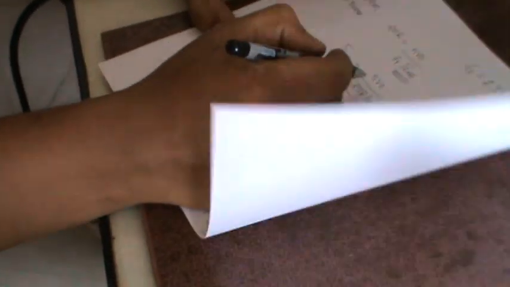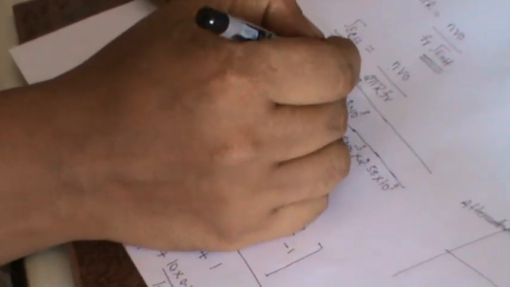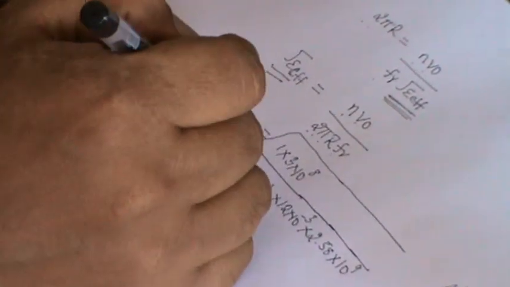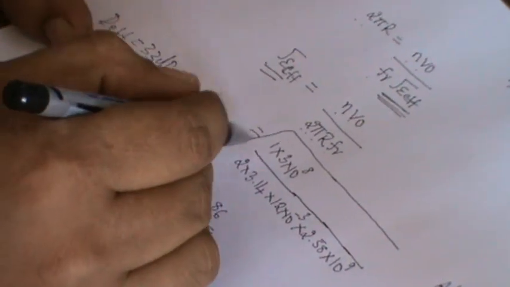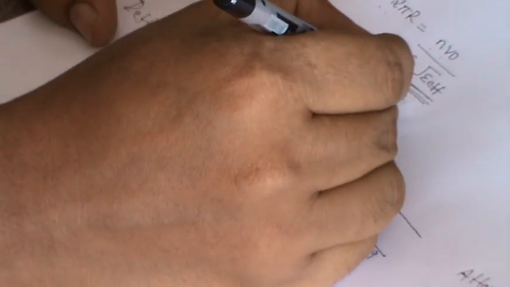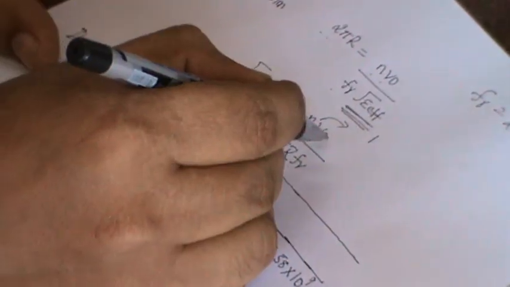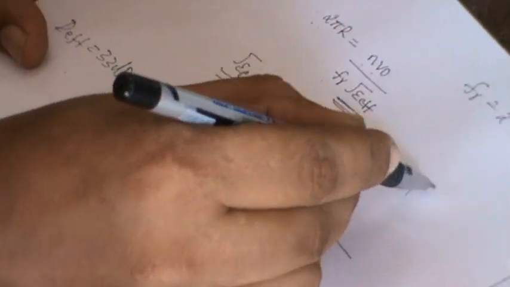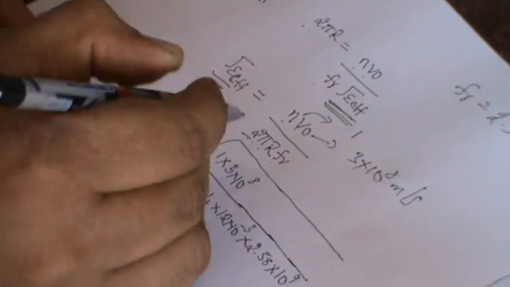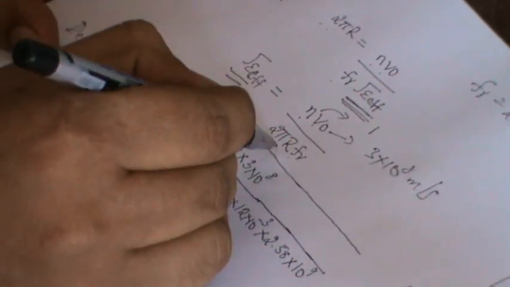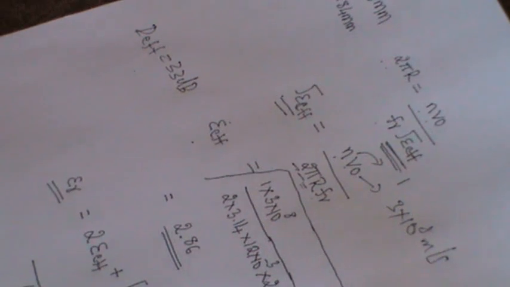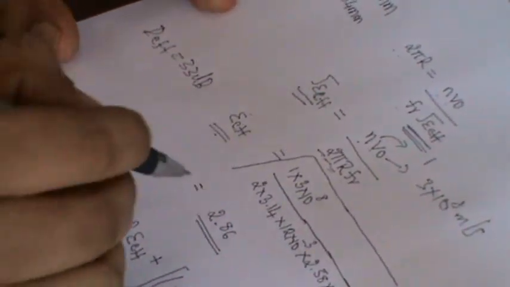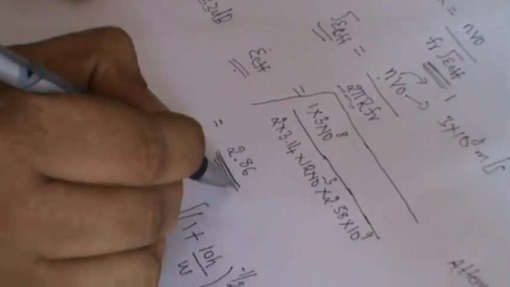Effective dielectric constant is nothing but N into V naught divided by 2 pi R into Fr. Now here N is the mode, it is 1. V naught is the free space velocity, 3 into 10 to the power 8 meter per second. 2 is the constant, pi is 3.14. R is the radius of the ring. The radius of this ring is 12 mm. I'll substitute this and I'll get the effective dielectric constant. The effective dielectric constant will come around 2.86.